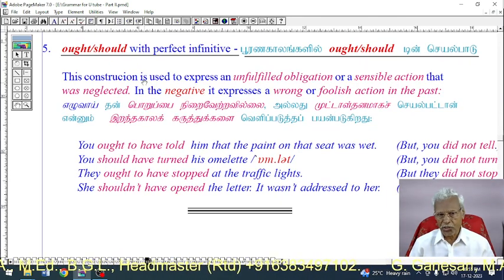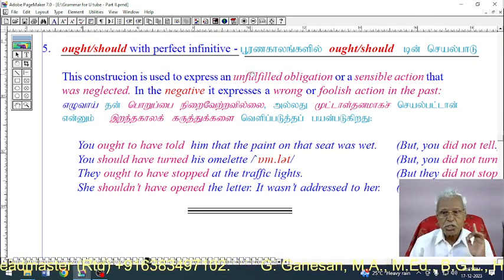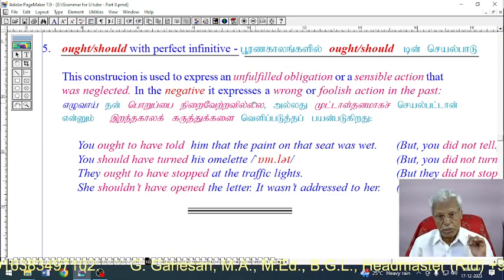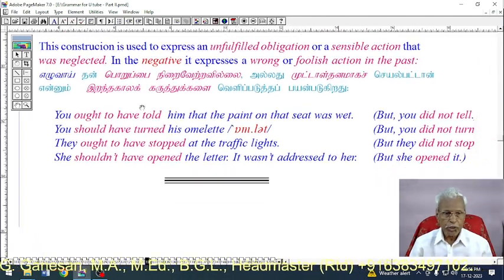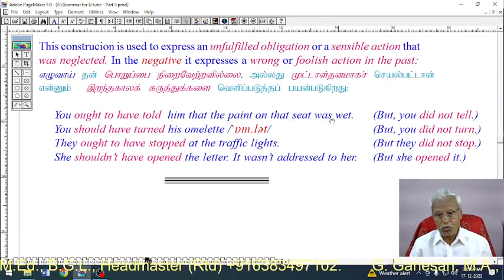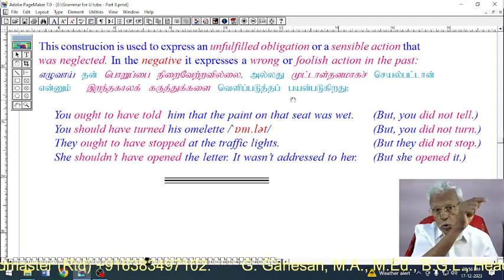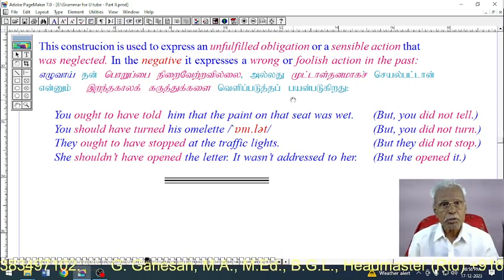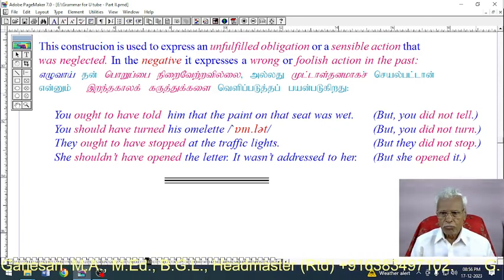This construction is used to express an unfulfilled obligation, or that a sensible action was neglected. In the negative, it expresses a wrong or foolish action in the past. You see, you ought to have told him that the paint on that seat was wet. You should have told him that the paint on that seat was wet. What does it mean? You did not tell him that the paint on that seat was wet.